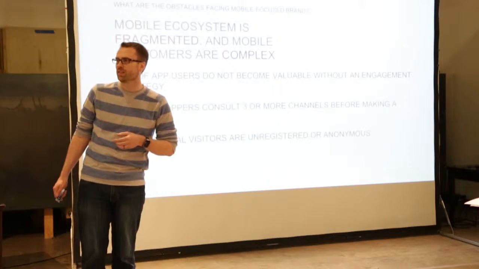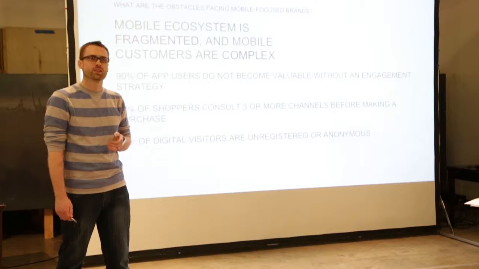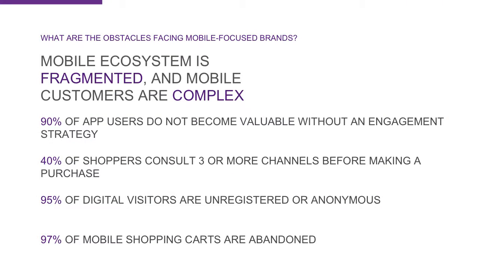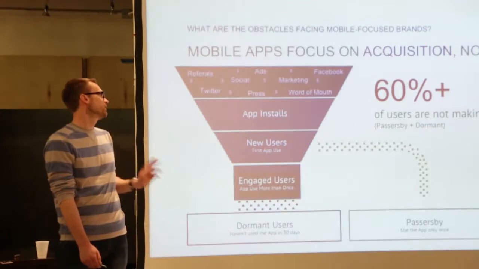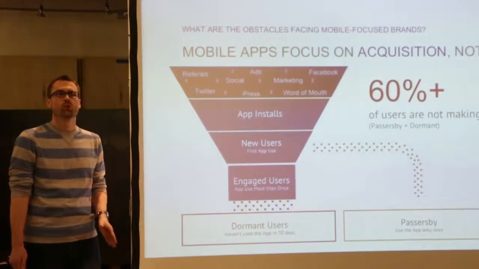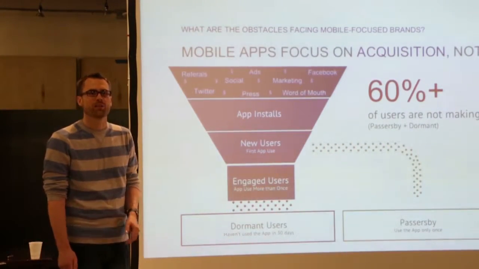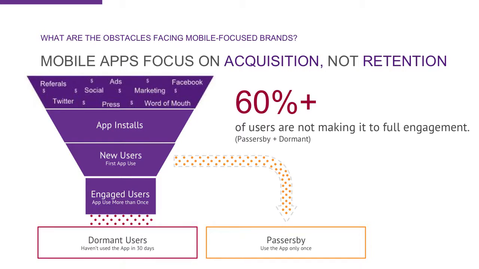95% of your users oftentimes are going to be unregistered or anonymous. If you want them to register first, you're going to see a massive drop off in usage. 60% of your users are not making it into a fully engaged state when you try and acquire traffic. And really where we see them falling is into two categories.